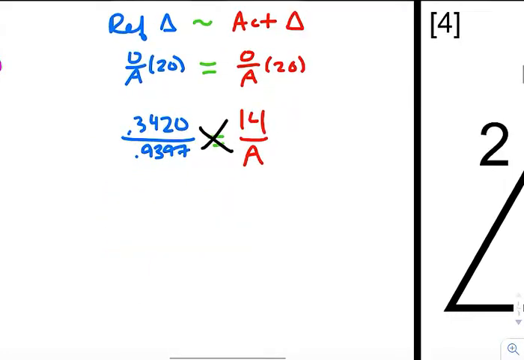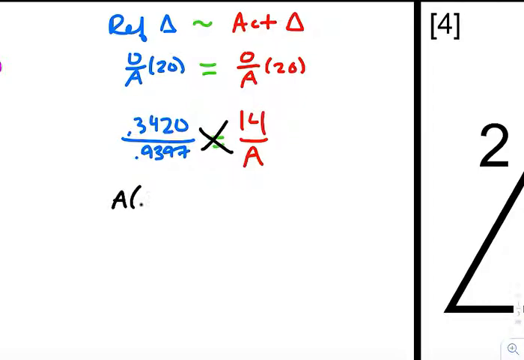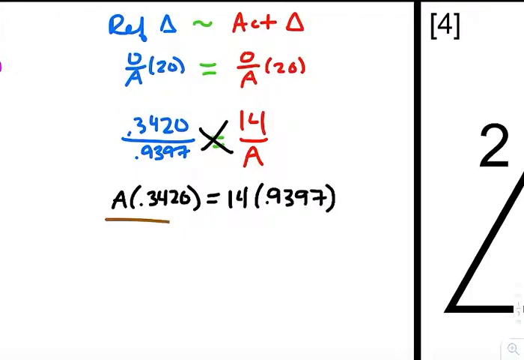We're going to cross multiply here. So a times 0.3420 is the same as 14 times 0.9397. Instead of doing 2 calculator operations, I'm just going to solve for a here. I'll divide by 0.3420 on both sides, and that way I can enter everything in my calculator at one time. So a should be approximately equal to 14 times 0.9397, then take that result and divide by 0.3420.